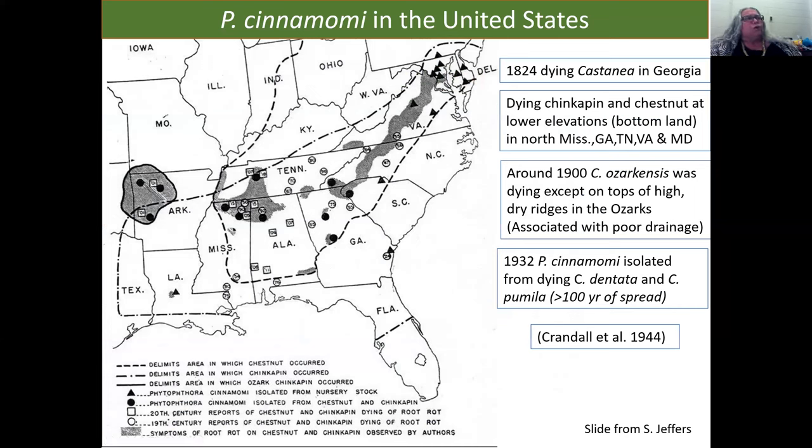Well, it's not just Australia's problem. In 1824, people began to report chestnuts dying in low-lying areas with poor drainage. And this epidemic of death spread throughout the East Coast. And in 1932, Phytophthora cinnamomi was isolated from a dying chestnut, and people realized that it was causing this chestnut death.